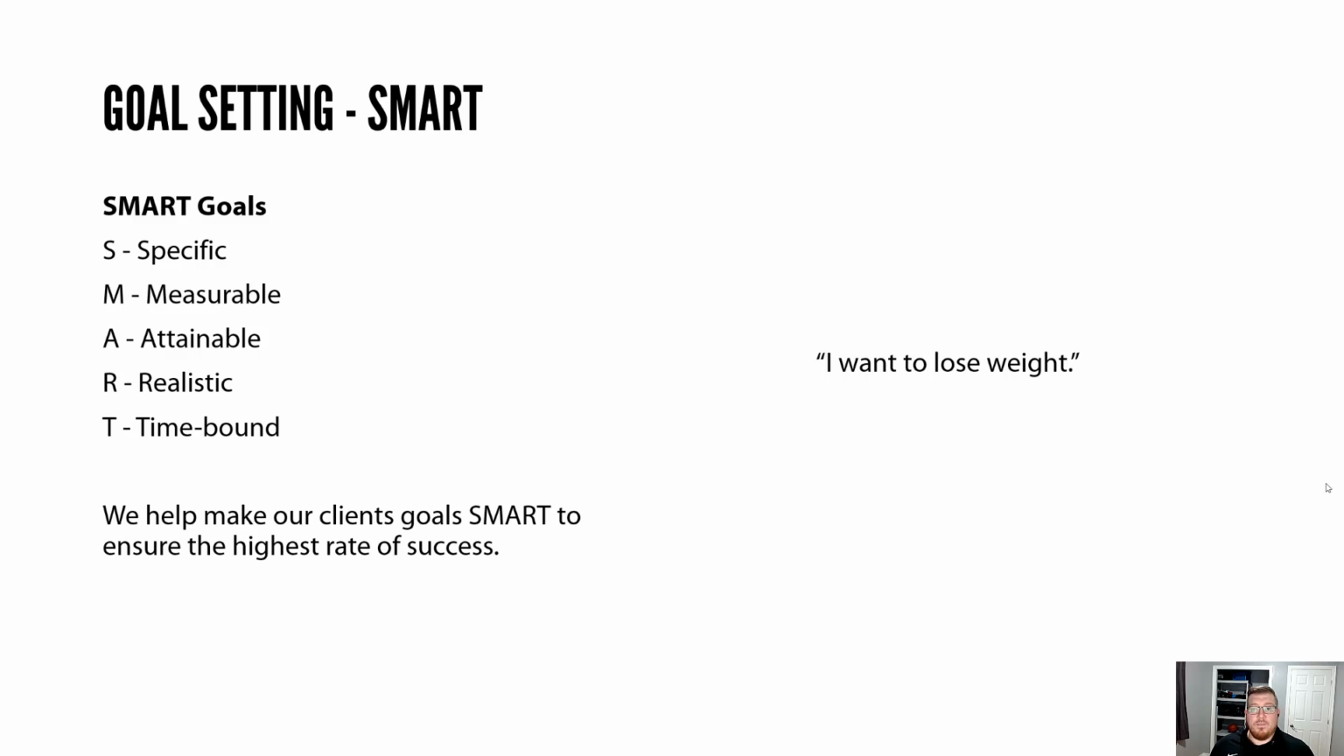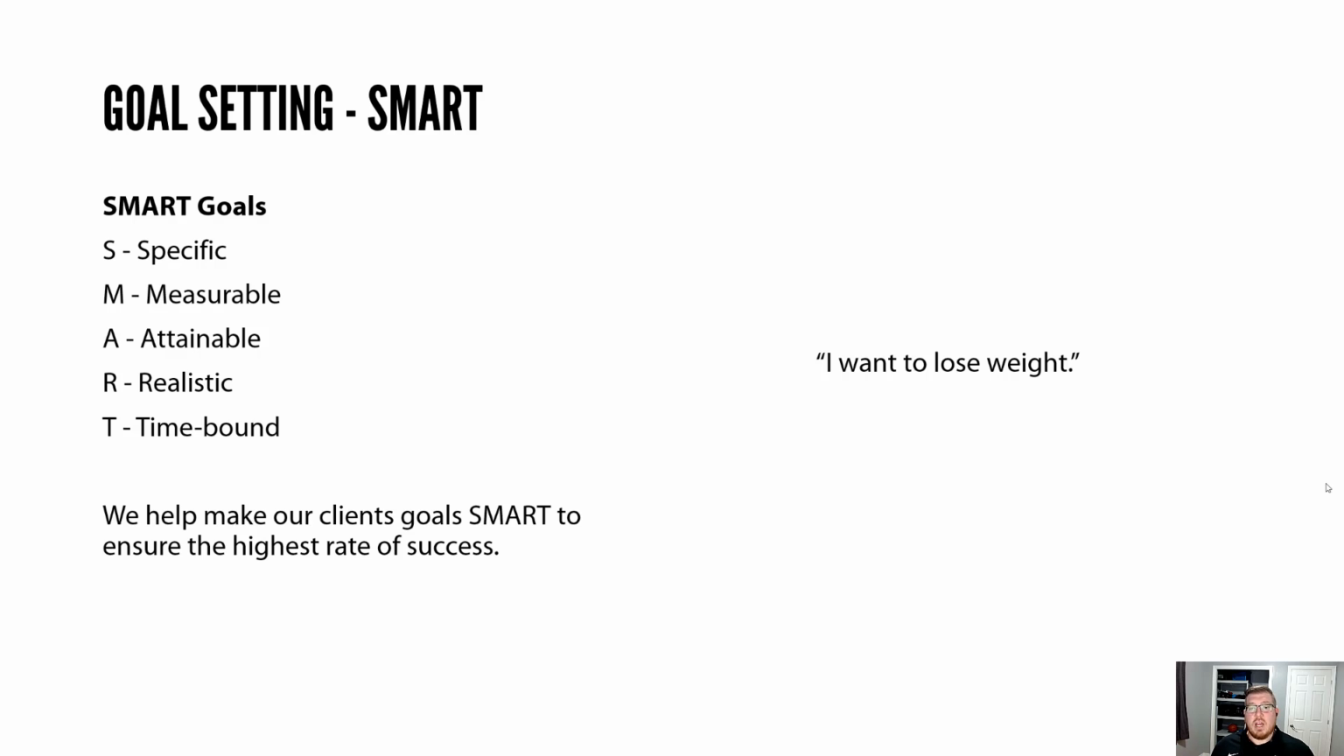Is it measurable? Okay, so can we measure that? Yes, we can measure 15 pounds. Is it attainable? Well, how much time do they have to lose the 15 pounds? If they have a year, completely attainable. So say they want to lose 15 pounds in 1 year. Is it realistic and attainable? Yes. And is it time bound? So do we have a time limit on this goal? So we've created, from this general, I want to lose weight, we've created a SMART goal.